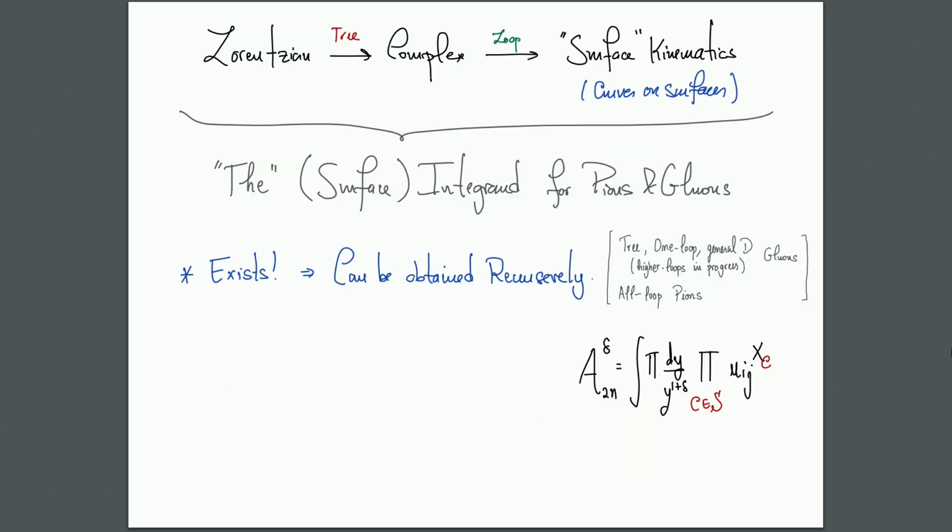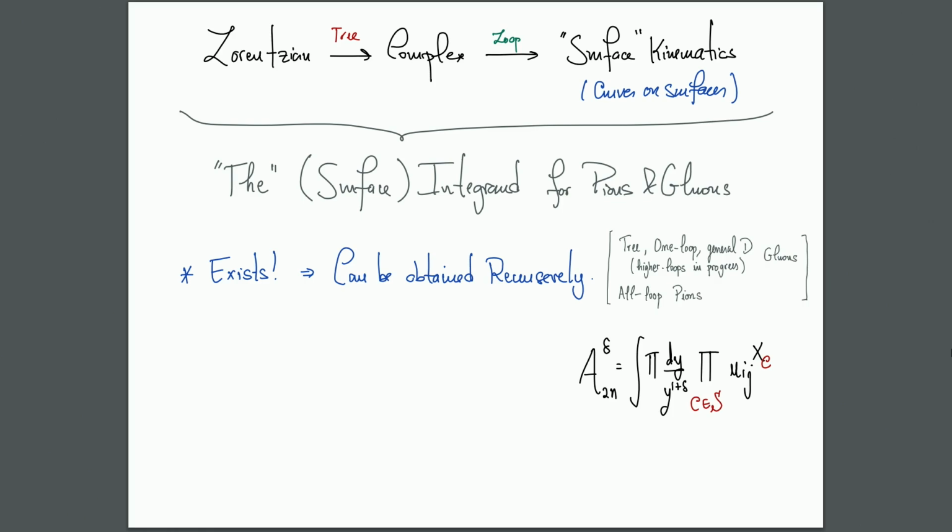Okay? So we already saw that at tree level, we had to go from Lorentzian kinematics to complex kinematics. Now at loop level, we see that we have to go from this complex to what I'm calling surface kinematics, which is really thinking of the kinematic invariants as curves on surfaces. And by doing this, it allows us to define these surface integrands for these two theories, which we can then compute recursively. So we've done this explicitly at tree level as well as one loop.